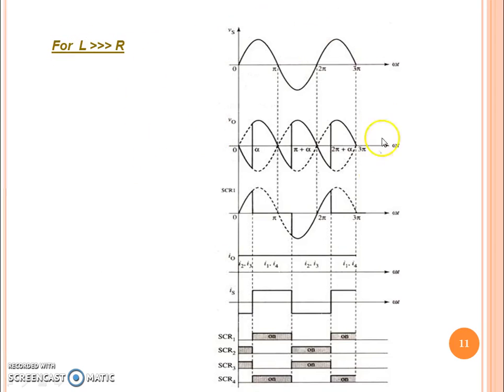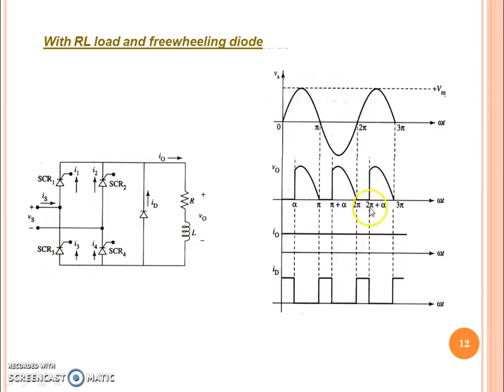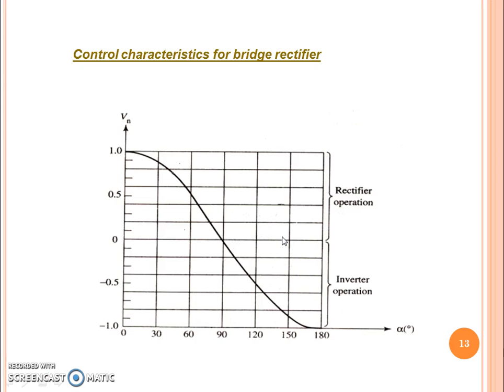Here the comparison is given. Whenever the inductive load is much greater than the resistive load, we have the performance shown here. Again, in order to avoid the negative voltage from the period pi to pi plus alpha, we can use the freewheeling diode here. So this freewheeling diode freewheels the negative voltage from the period pi to pi plus alpha, and this is the corresponding DC output current I0. So this is the control characteristics of the bridge rectifier circuit.